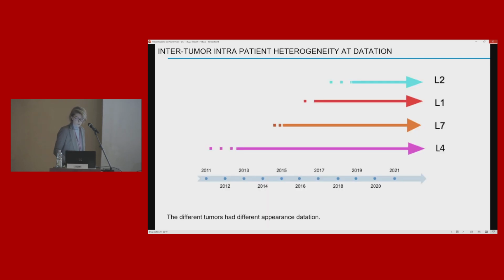And the fact that we followed the patient for a long time allows us to do the appearance detection with imaging. So you see here that the first appearance of a tumor was in 2012, but the last one was in 2018. So there was a lot of heterogeneity in the appearance detection.